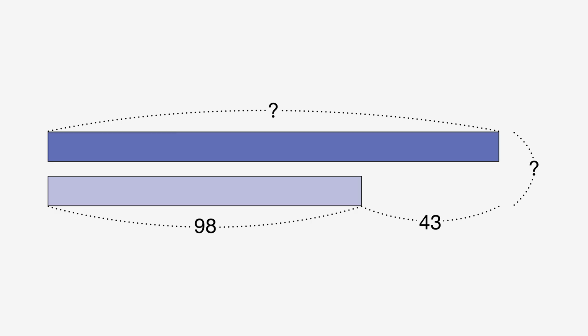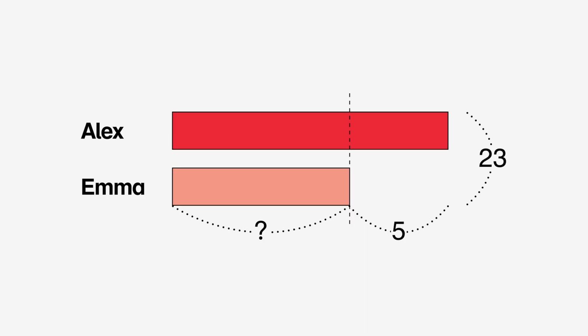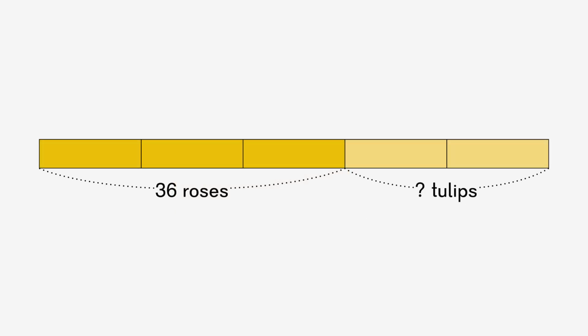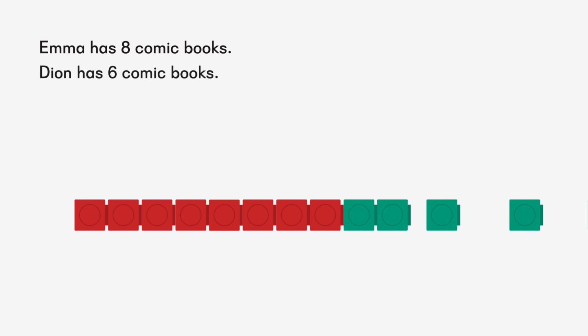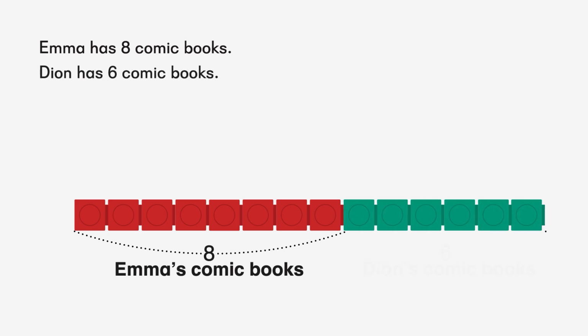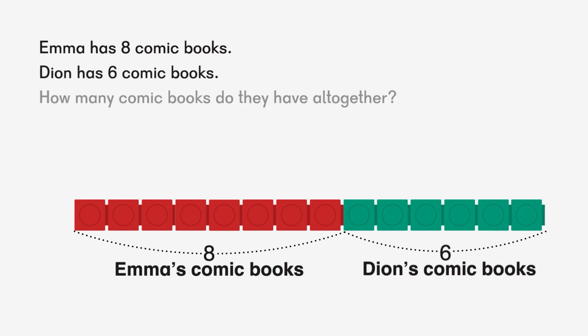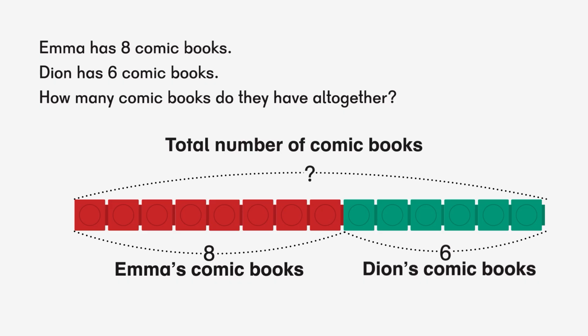Bar models are one of the most powerful visualization tools for problem solving. They provide a pictorial stage for understanding the problem, making it easier for students to bridge into abstract reasoning. When faced with a word problem, students draw bar models to represent the situation, which helps them to see the problem and determine what needs to be done to solve it.